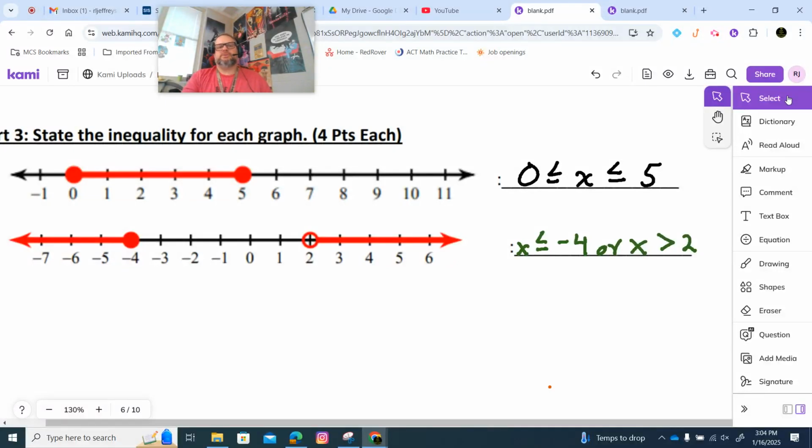Dance break as students write notes. Dance break as students write notes.